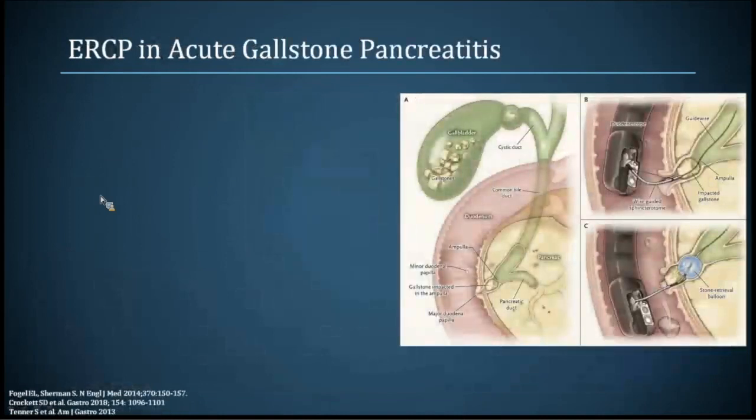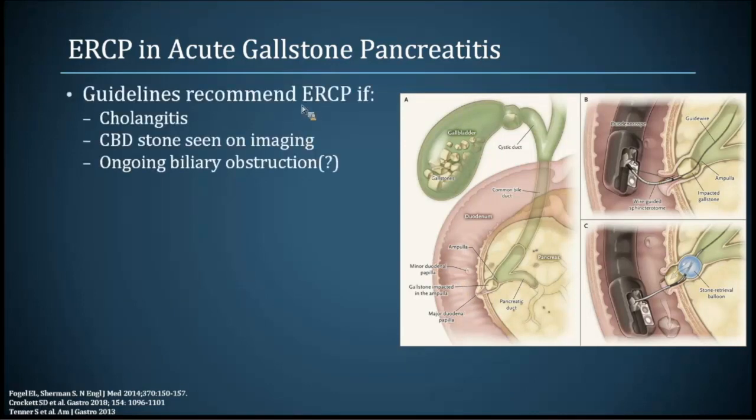So ERCP and gallstone pancreatitis, there was an old thinking that if you have a stone stuck here in the bile in the ampulla, that we should go in on every pancreatitis patient and pull that stone out to prevent pancreatitis from getting worse. The guidelines recommend ERCP if there's cholangitis, if there's a stone seen on imaging, like somewhere stuck in the bile duct, or if there's ongoing biliary obstruction, so you have progressive bilirubin elevations throughout the hospitalization.